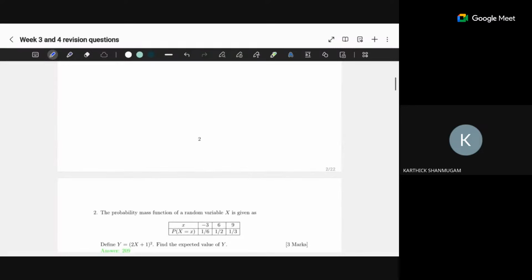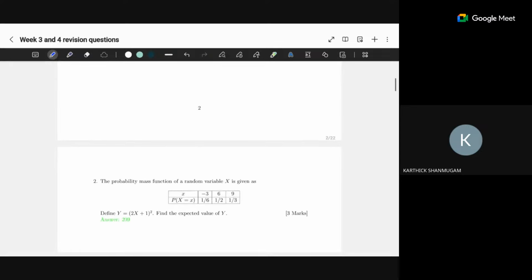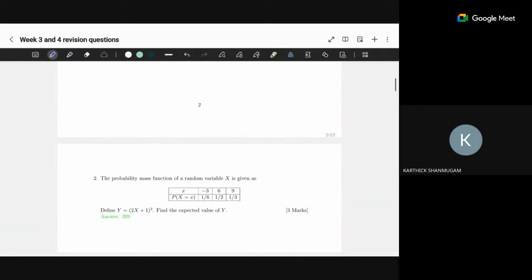Okay. Now the probability mass function of a random variable x is given. We have defined y. Find the expected value of y. Solve this and let me know.